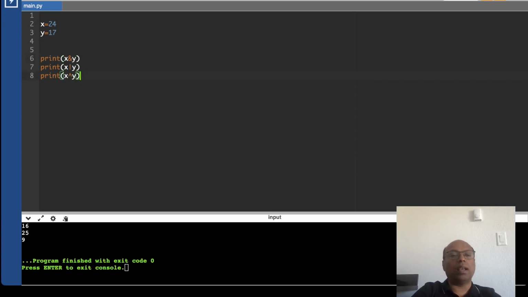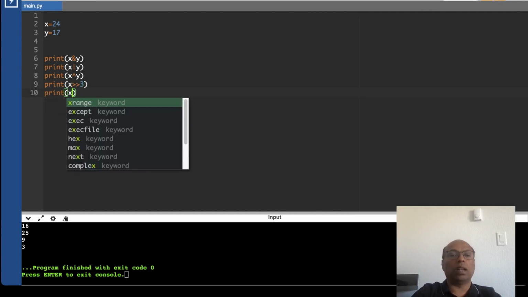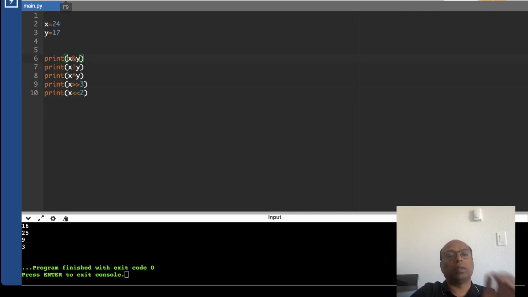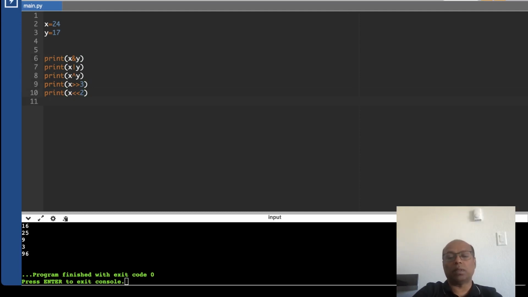Now they are producing integers. Okay, you can store it in a variable. I am just printing and showing you. X right shift what? 3. We had 3. X left shift what? X left shift 2. Right? 96. Multiply by 2 that many times.